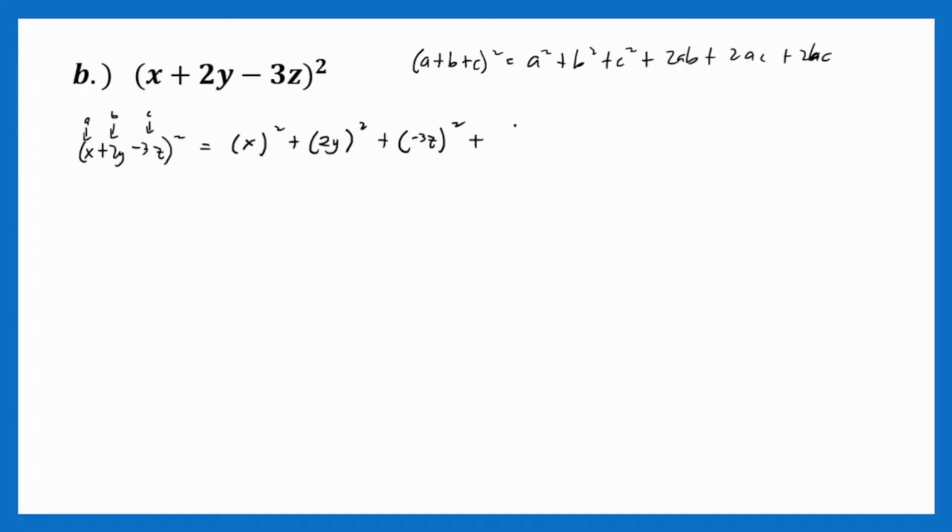Plus 2ab. 2 times, ang a ay x, tapos ang b natin ay 2y. Plus 2ac. So, yung 2 constant yon. Yung a ay x ulit. Yung c ay negative 3z. Don't forget the sign. Tandaan nyo yan. Next, plus 2, B is 2y, C is negative 3z. Okay, that's it. Diba ang haba na?